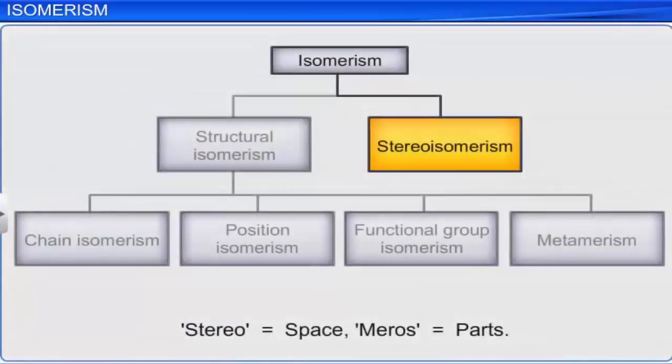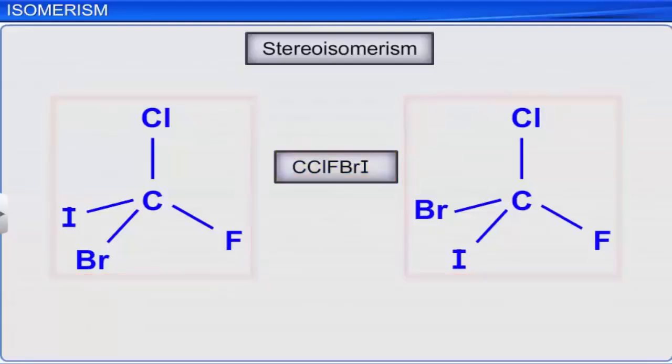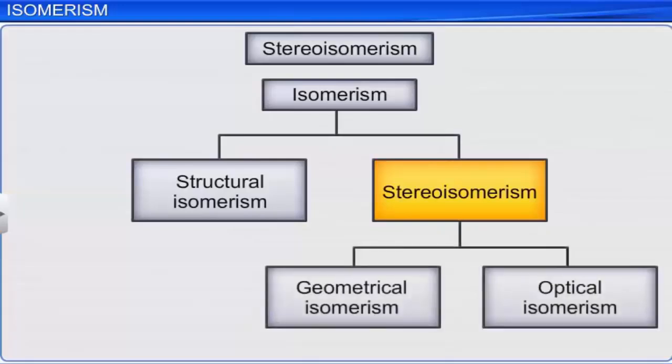Now let's look at stereoisomerism. In Greek, stereo means space and meros means paths. The isomers which possess the same structural formula but differ in the three-dimensional arrangement of atoms or groups in space within the molecule are known as stereoisomers, and the phenomenon is called stereoisomerism. Stereoisomerism can be of two types: geometrical isomerism and optical isomerism. You'll learn about these stereoisomer types in higher classes.